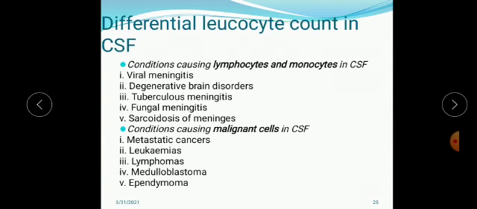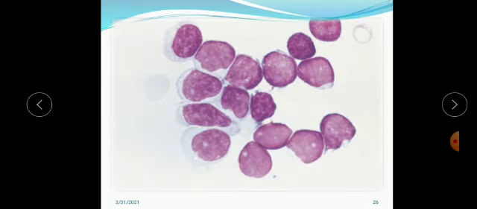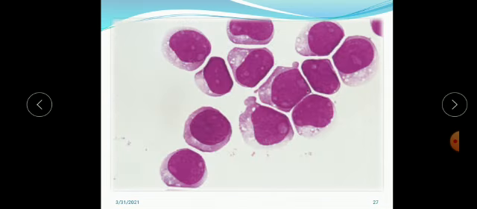Whenever lymphocytes as well as monocytes are present in CSF, there can be viral meningitis, degenerative brain disorders, tuberculous meningitis, fungal meningitis, sarcoidosis of meninges. All these conditions are responsible for an increased number of lymphocytes and monocytes. And whenever there are malignant cells in CSF, the reasons are metastatic cancer, leukemias, lymphomas, medulloblastoma, and ependymoma. So these are the blast cells which are present in CSF. Again, these are lymphoblasts.